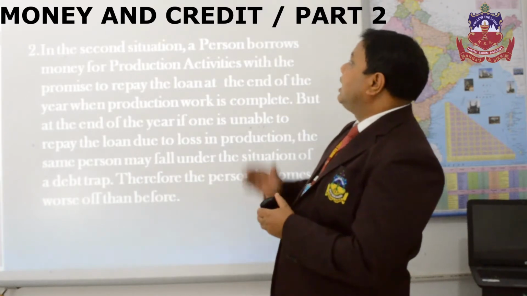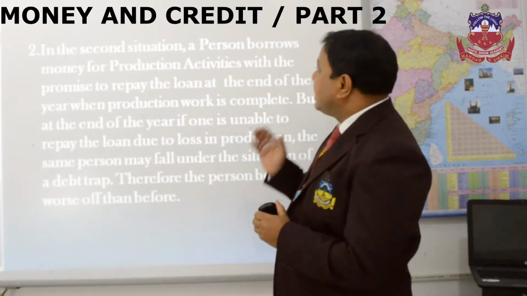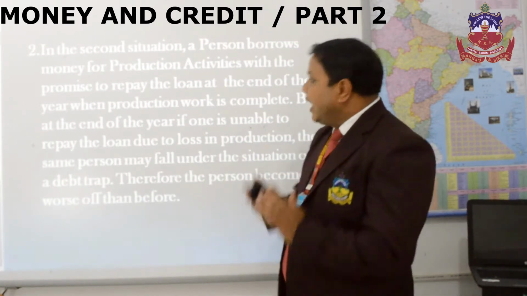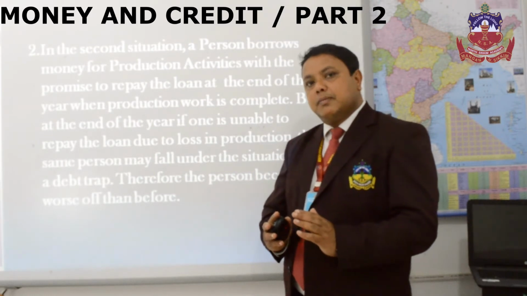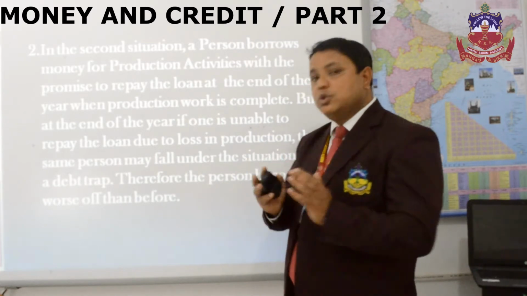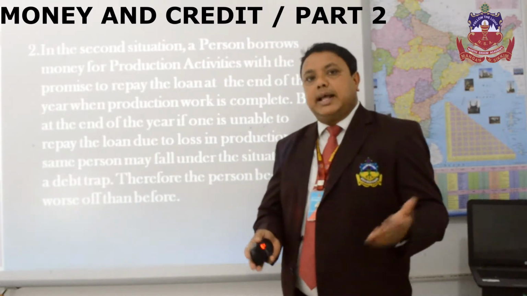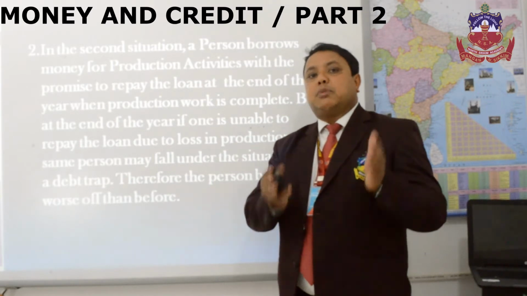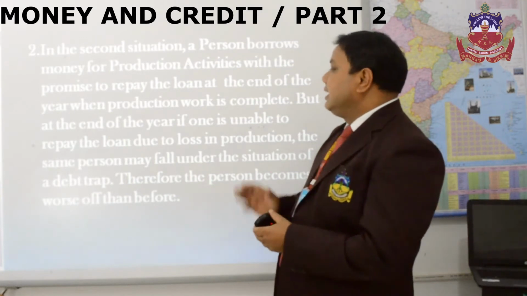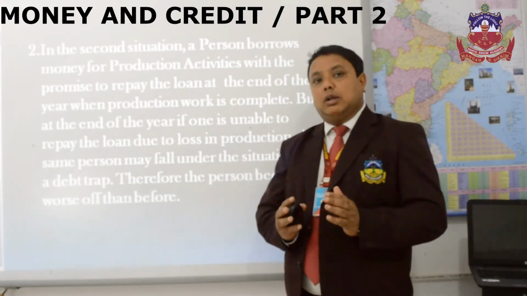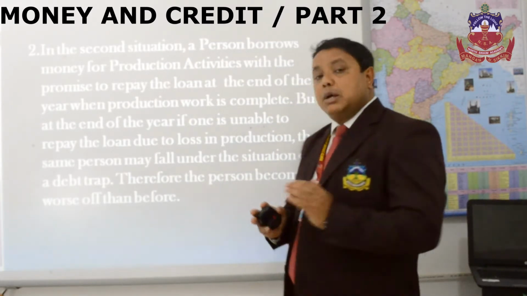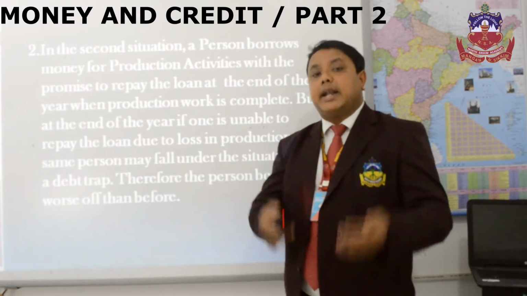In the second situation, a person borrows money for production activities with the promise to repay the loan at the end of the year when production work is complete. But at the end of the year, if one is unable to repay the loan due to loss in production, it may happen, like in agriculture, that sometimes the production might be destroyed by some kind of conditions. In this case, the production of the person may fall or go down, and in this kind of situation, the person is not able to pay back the credit.